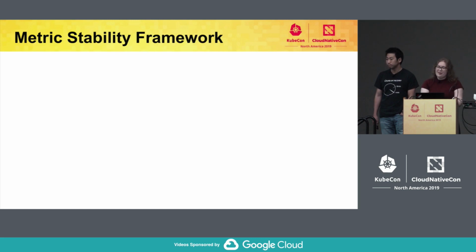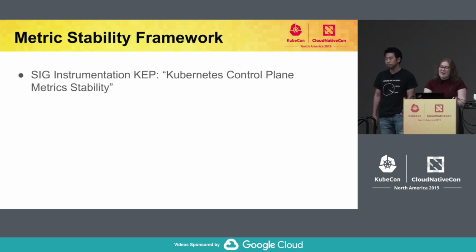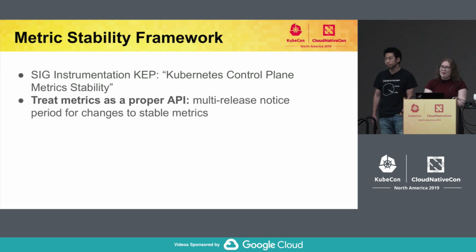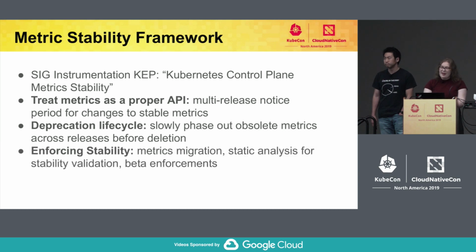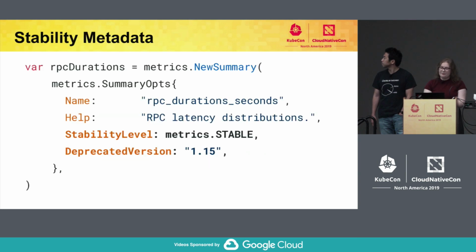For these purposes, SIG Instrumentation has developed a metric stability framework, and we're working to transition all Kubernetes control plane metrics to use that framework. The metric stability proposal will allow us to treat metrics as a proper API and with an enforced automated multi-release notice period for changes to stable metrics. It will also allow us to slowly phase out obsolete metrics across releases before deletion, and most importantly, it will provide tooling to enforce stability, for example, via static analysis. In practice, what this means is we've replaced all direct use of Prometheus metrics with a component-based wrapper, which allows us to annotate metrics with a stability level and deprecation status, like you can see in the code on the screen.